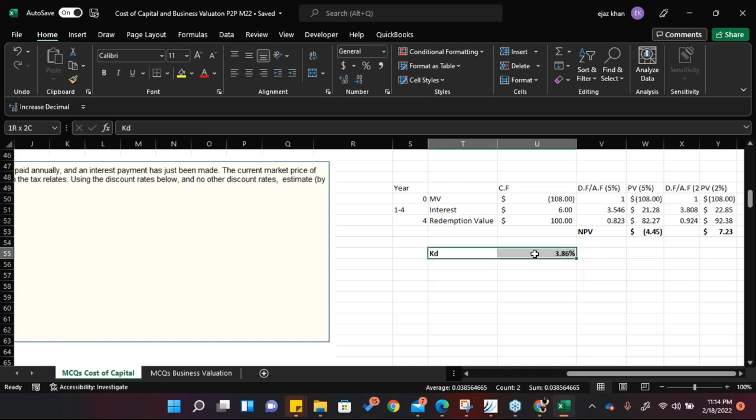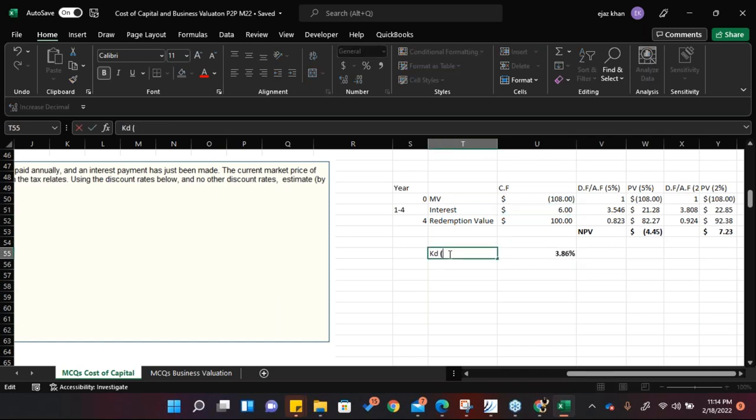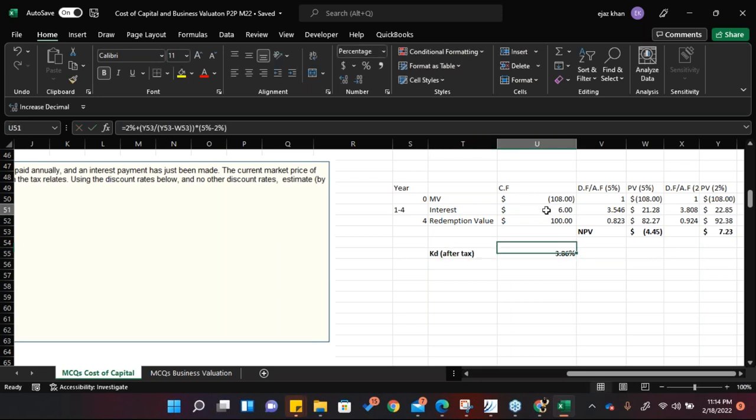The company is effectively paying a 3.86% return to its investors. Now, a very interesting thing is the interest rate was 6% after tax. By the way, this is also after tax. So the after tax interest rate was 6%, whereas the cost of debt is 3.86. We are paying 6% interest to our investors, but still we are saying that we are paying 3.86%.